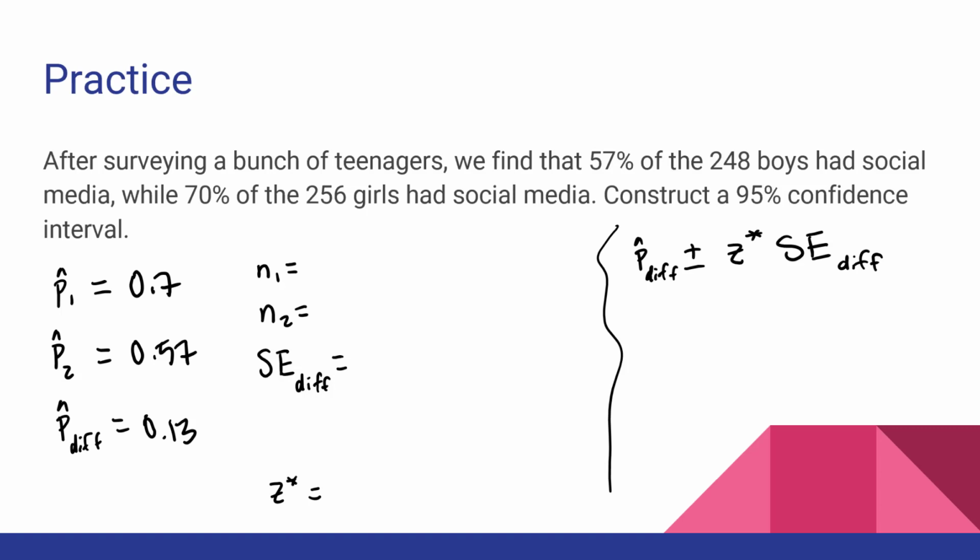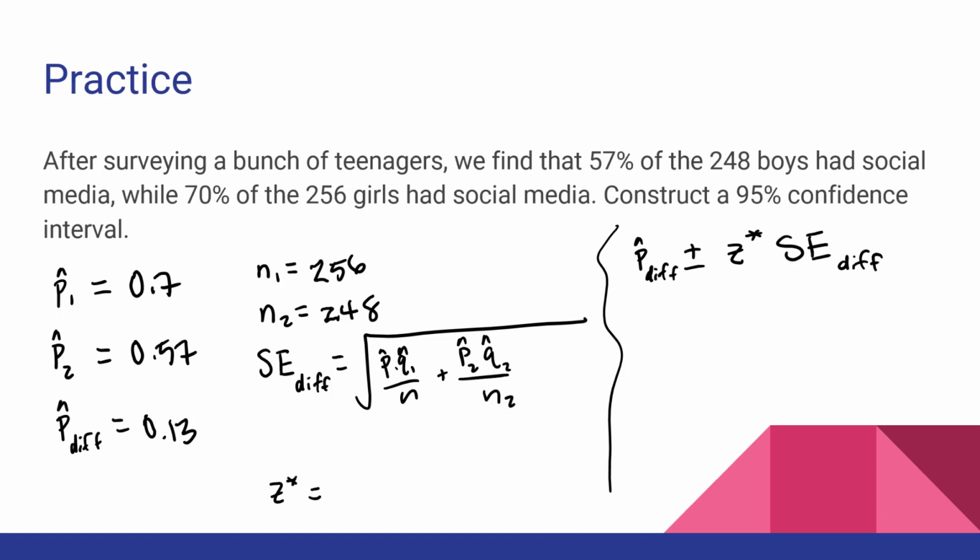Next, we need more numbers to calculate our standard error. So we need our n1. That is the sample size of our girls sample, because we assigned girls to be sample 1. So that would be 256 girls in sample 1, and then 248 boys in sample 2. We have basically all the numbers that we need to make our standard error now. So the formula for standard error was the square root of p hat 1 q hat 1 over n1 plus p hat 2 q hat 2 over n2.